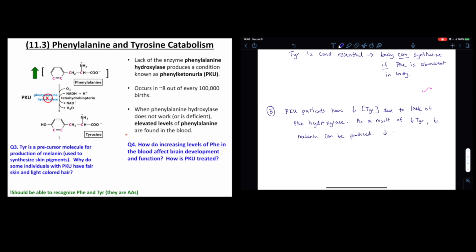And this means that you get a low amount of skin pigments being made, which is why they're fair skinned and the hair color is light.